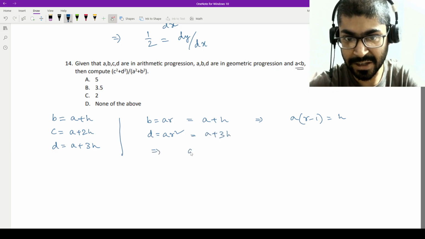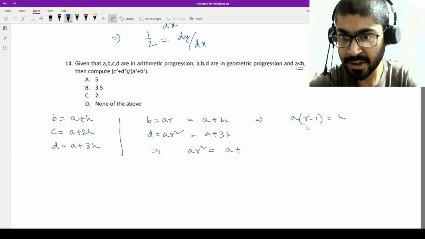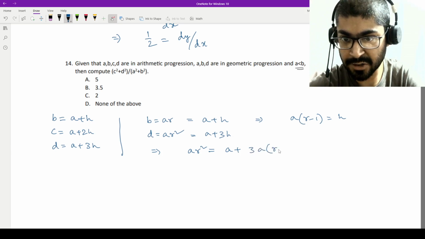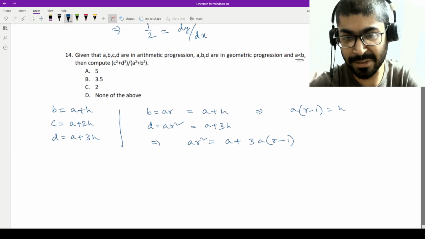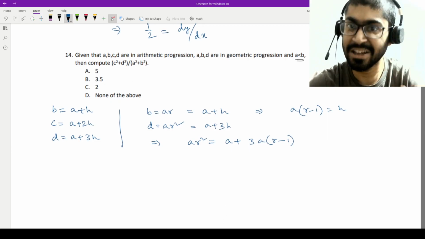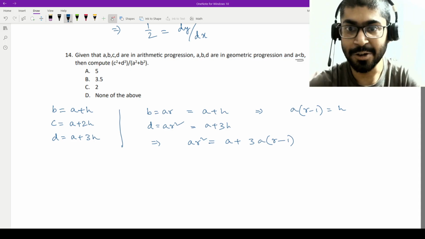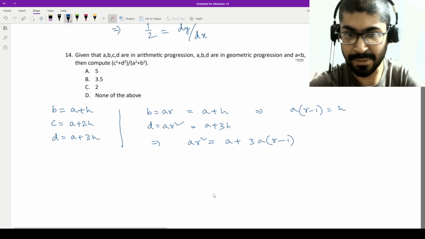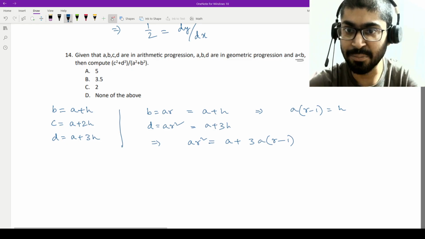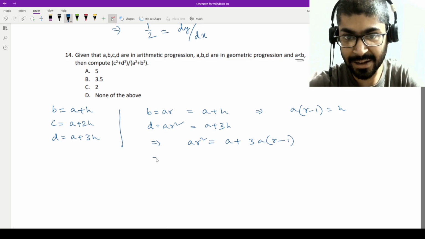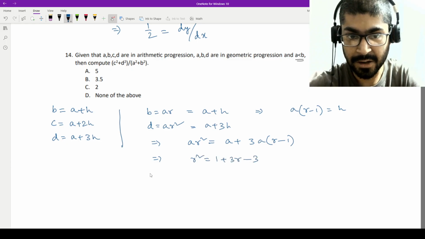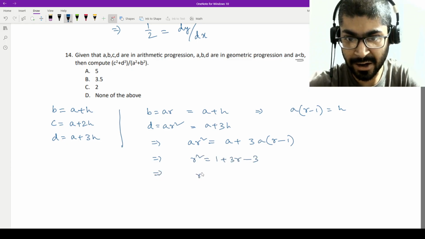So what does this mean? This means a r square is equal to a plus 3 into this entire term, a r minus 1. Now I can cancel a because obviously a is non-zero. If a is 0, a, b, d geometry progression means everything else will be 0. So c will also be 0. So everything will be 0 and you will be violating this condition, a less than b. Okay, because at that moment if everything is 0, then a will be equal to b. Alright, so I can cancel a and that would give me r square equal to 1 plus 3r minus 3. Keeping them all to one side, I'll get r square minus 3r plus 2 equal to 0.